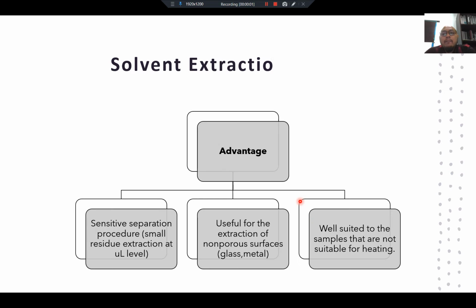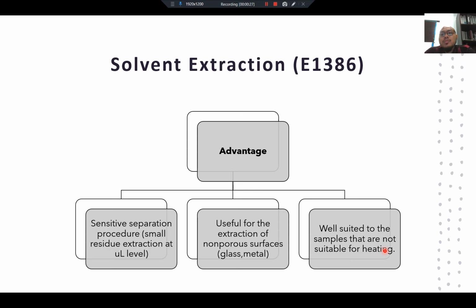So what are the advantages of this particular procedure? It is a very sensitive procedure. It means that even though the residue is small, we can still extract it. It is also useful for extraction from non-porous surfaces, such as glass and metals, and well suited to samples that are not suitable for heating.